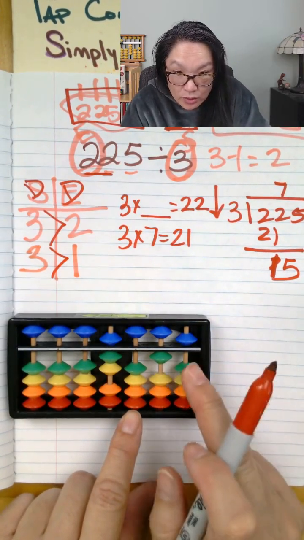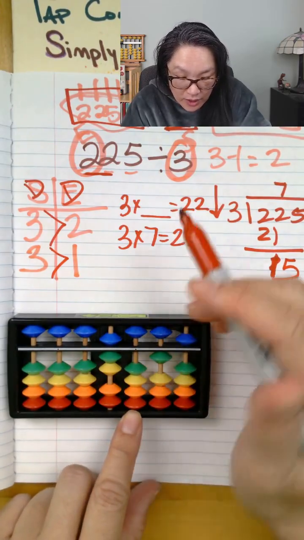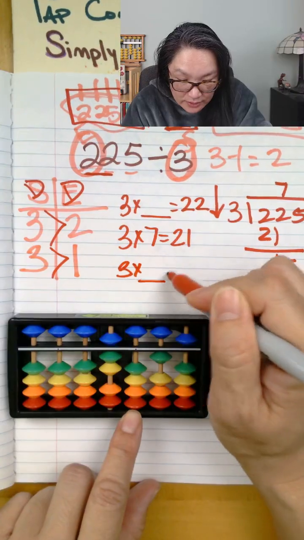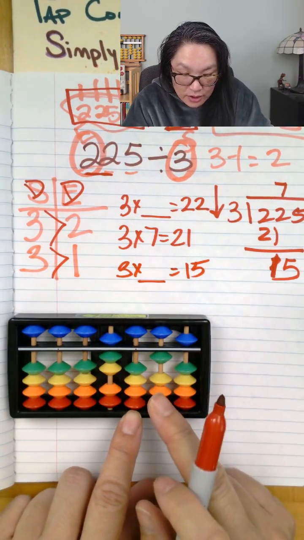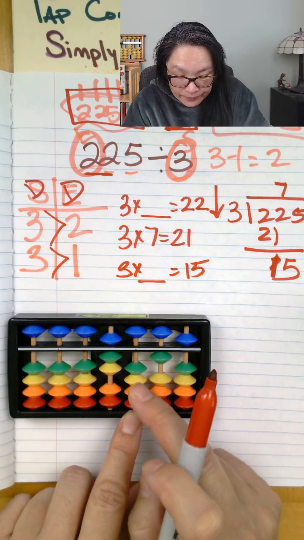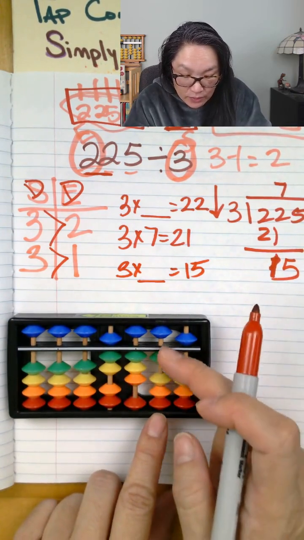I'm going to do these 2 columns. So the question is, 3 times what is equal to 15 or less? 3 times 3 is equal to 15. Take away 1, take away 5.